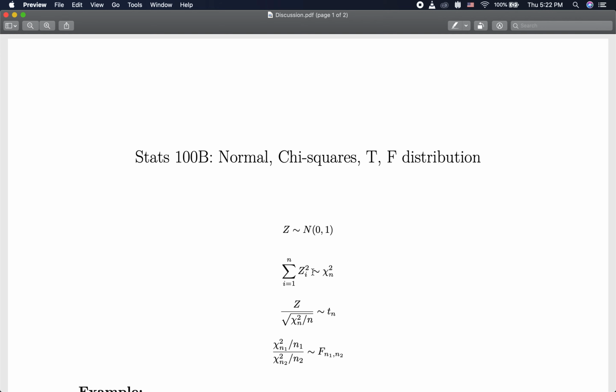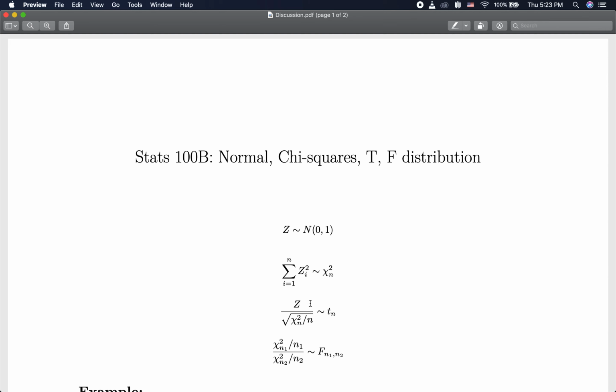And here, suppose we have n IID copies of a standard normal distribution Z, denoted by Z_i. If we take the square and then sum all of them together, that will give us the chi-square distribution. Because we sum over n copies, n is the degree of freedom for the chi-square distribution, where we use the subscript n to denote its degree of freedom.